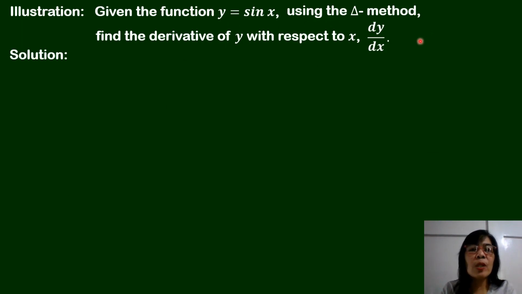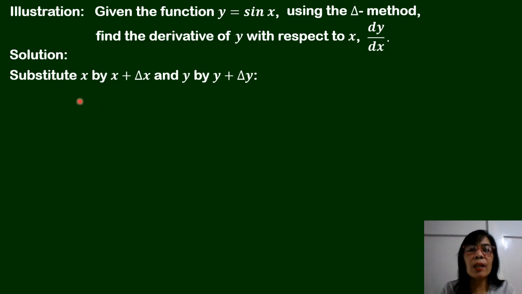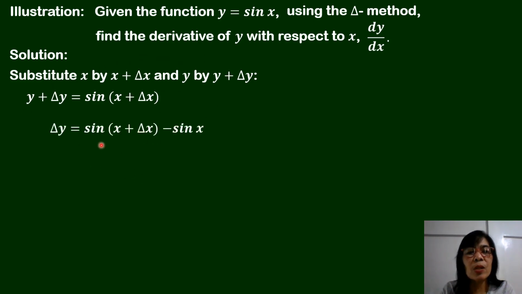So to solve, we start with substituting x by x plus delta x and y by y plus delta y, so that this function now becomes y plus delta y is equal to sine of x plus delta x. The next step is to solve for delta y. So we just transpose y to the right. That gives us now delta y is equal to sine of x plus delta x minus y, whose value is sine x.